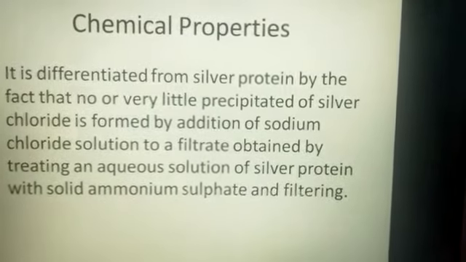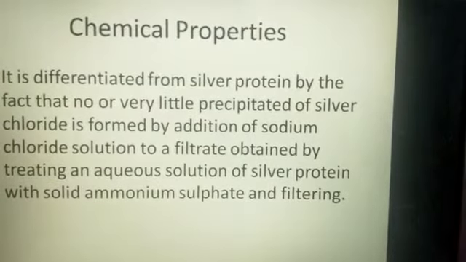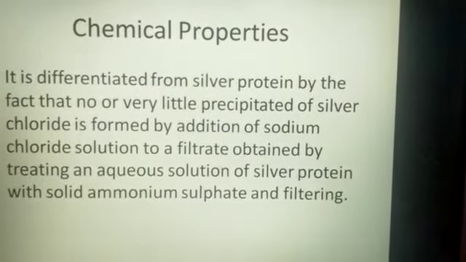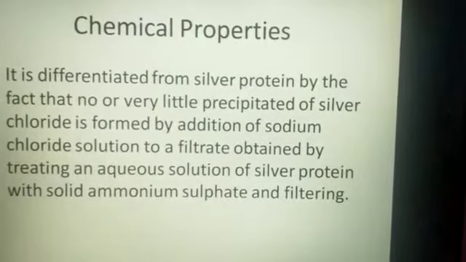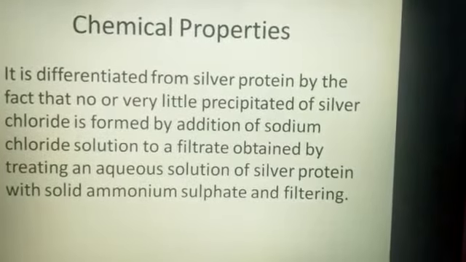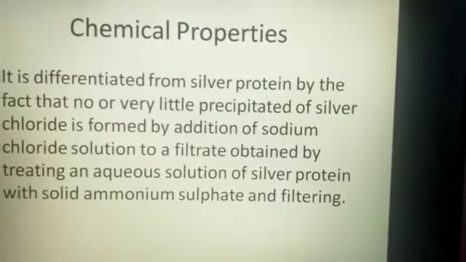Now the chemical properties. It is differentiated from silver protein by the fact that no or very little precipitate of silver chloride is formed by addition of sodium chloride solution to a filtrate. It is obtained by treating an aqueous solution of silver protein with solid ammonium sulfate and filtering.